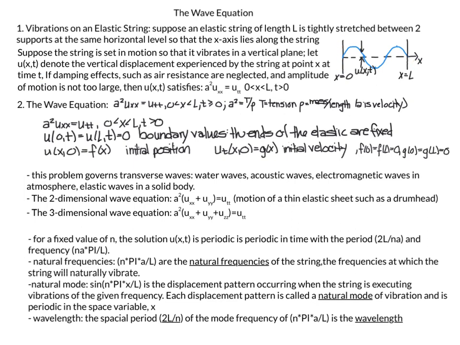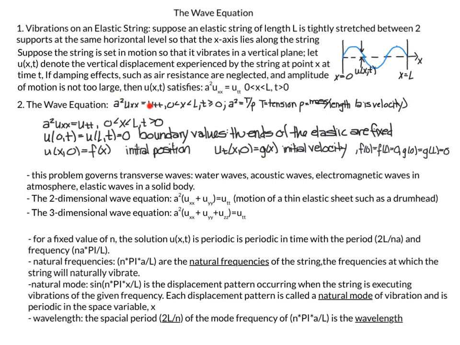So if damping effects such as air resistance are neglected and the amplitude of motion is not too large, then u of x,t satisfies the second order differential equation a squared u_xx equals u_tt. We did not derive this equation, but it is done so in the appendix of your book. What we did derive was the solution to the wave equation.